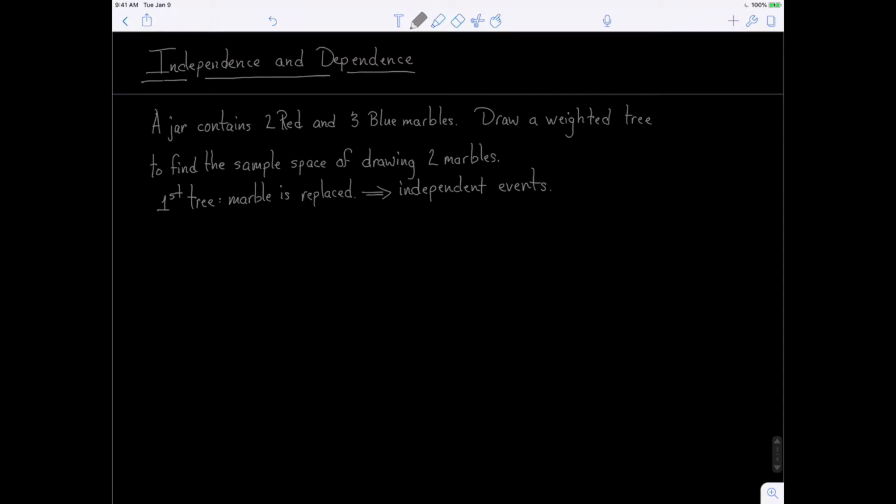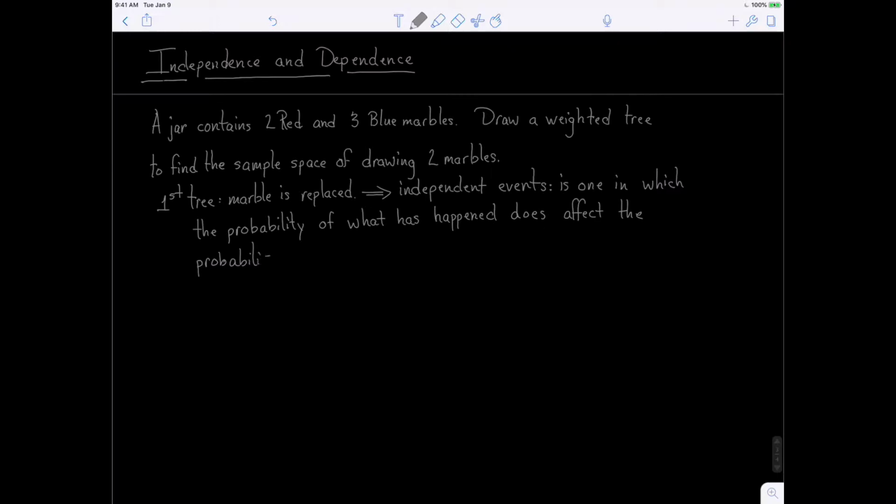Now, an independent event, I should give us a definition, is one in which the probability of what has happened does not affect the probability of what will happen. I think this will become more clear as we start our example.